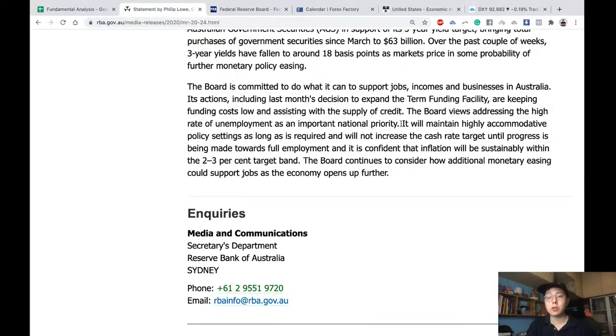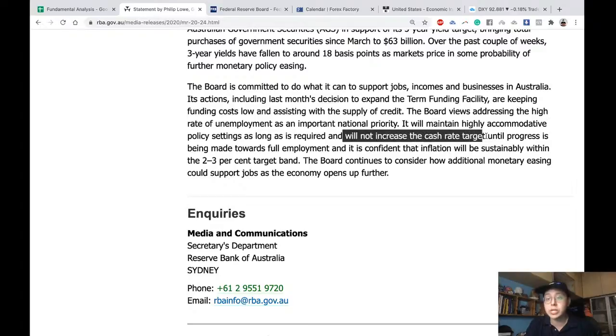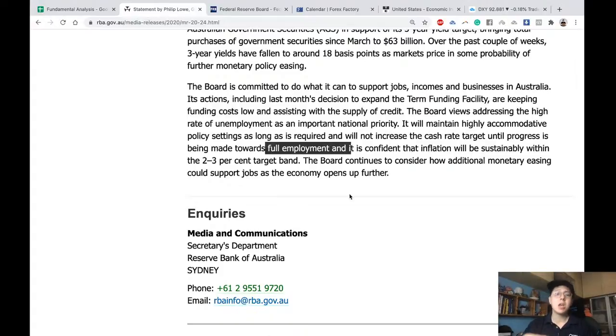Okay, and then of course over here they say they will maintain highly accommodative policy as long as it needs, right? It will not increase the interest rate, which is over here the cash rate, until progress is being made towards full employment. So again, if you don't read all this, you don't understand what the banks are looking at. You are actually trading without all this information.